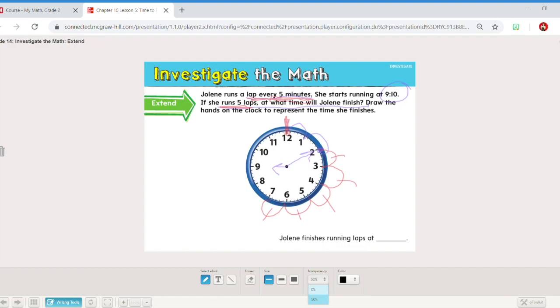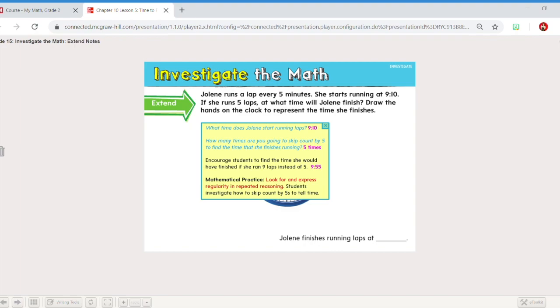So we're going to get our pen back here. And we're going to show that final time. She started at 9:10. And now she's going to finish at 9:35. Jolene finishes running laps at 9:35. It takes some practice, but once you get the hang of it, you'll be able to tell the time without even really thinking about it.